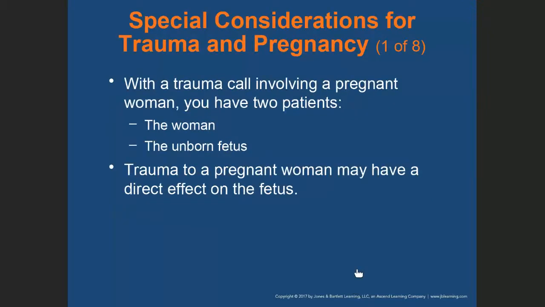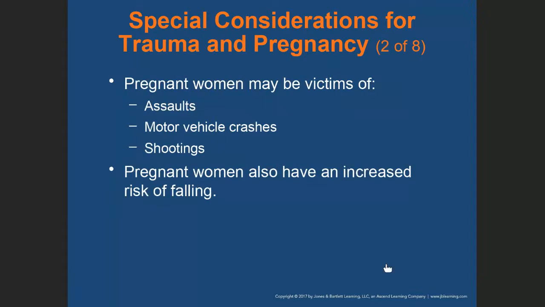Special considerations for trauma and pregnancy. With a trauma call involving a pregnant woman, you have two patients, the woman and the unborn fetus. Trauma to a pregnant woman may have direct effects on the fetus, and once her body starts to go into shock, her body will try to preserve her, not the fetus. Pregnant women may be victims of assaults, motor vehicle crashes, shootings. Pregnant women also have an increased risk of falling.